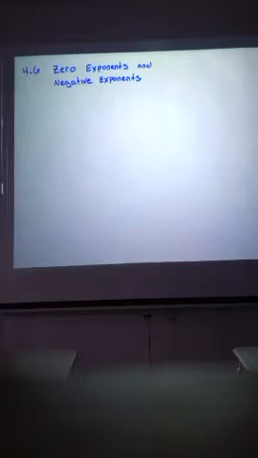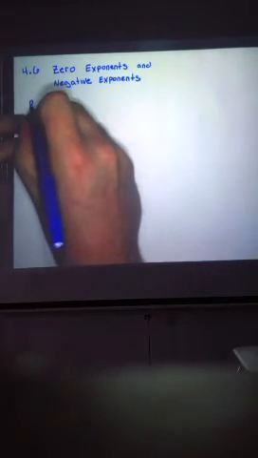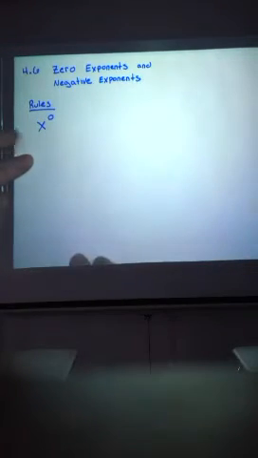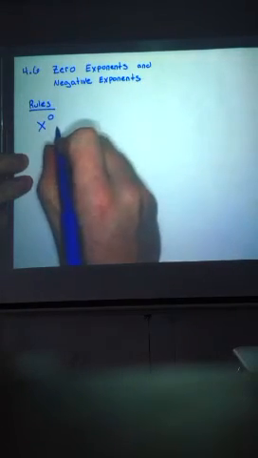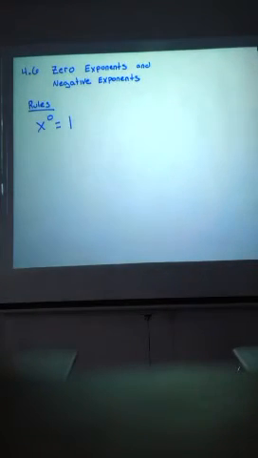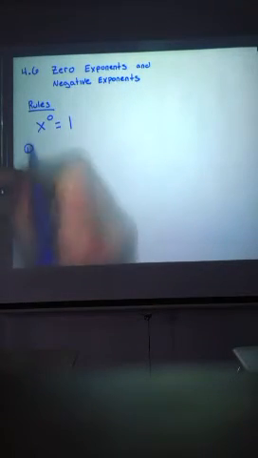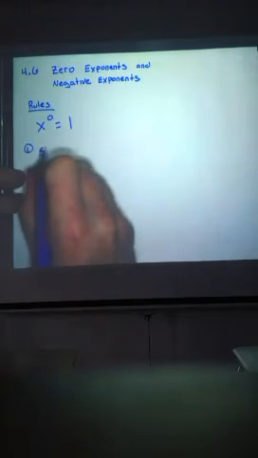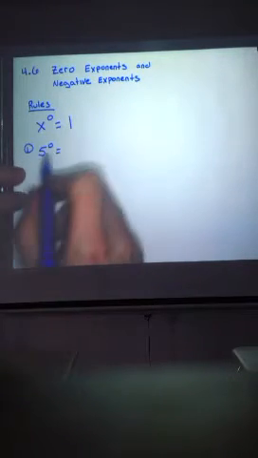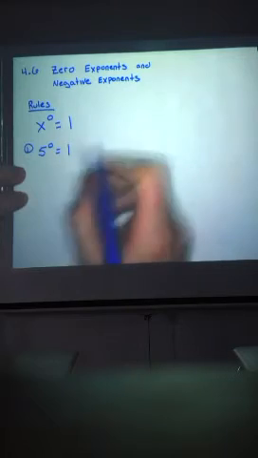So we're going to start off with our rules for zero exponents. Our rules say if we have x, any number x, any variable raised to the 0th power, the answer is always 1. Okay, very simple rule. We're going to go through a few examples. An easy example: 5 raised to the 0th power. 5 is a number raised to the 0th power, we look at our rule, the answer is 1.